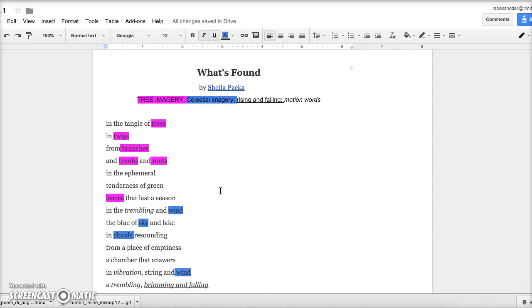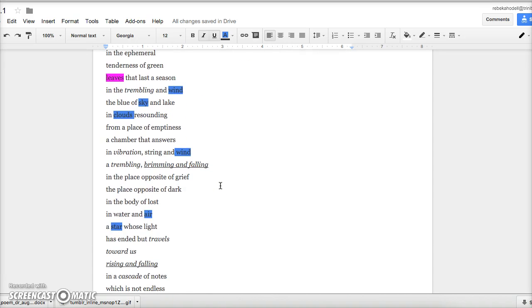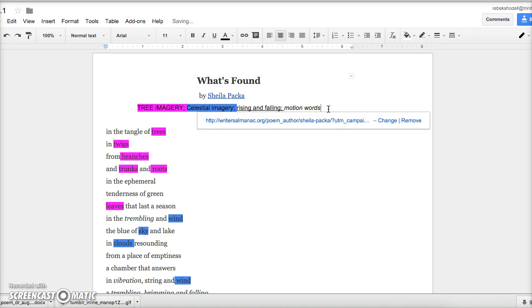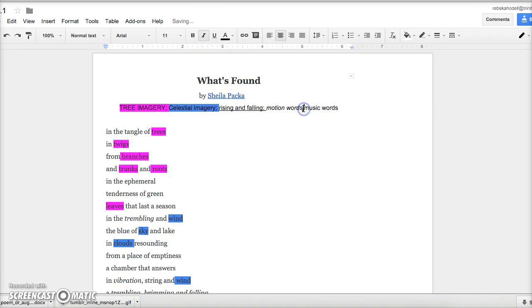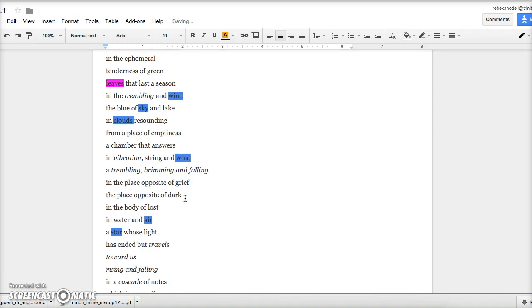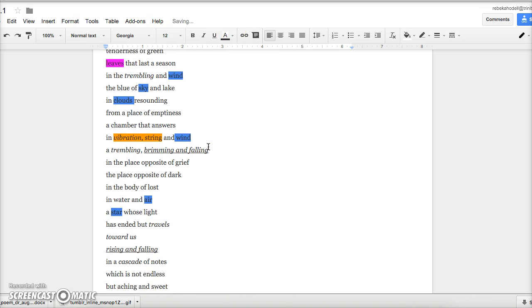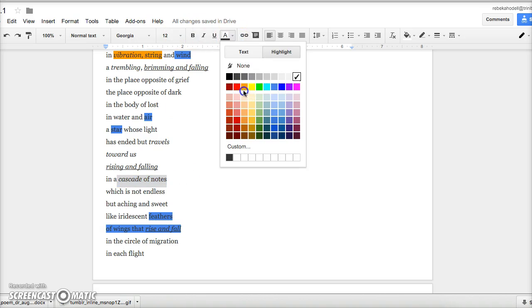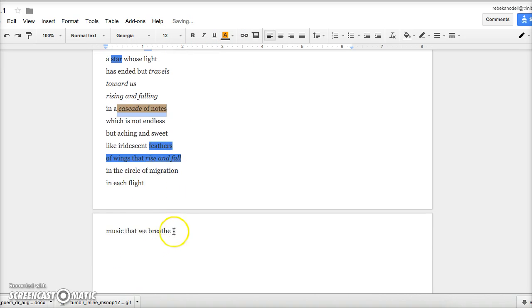Okay. Let's see what else. I'm going to do a new color, and I'm going to call it music words. Words that could be associated with music. We might get some overlap here. And then I'm going to start to bring this to a close. String, vibration and string, those don't have to be musical, but they can be music words. Cascade of notes is musical. And obviously, like music that we breathe.